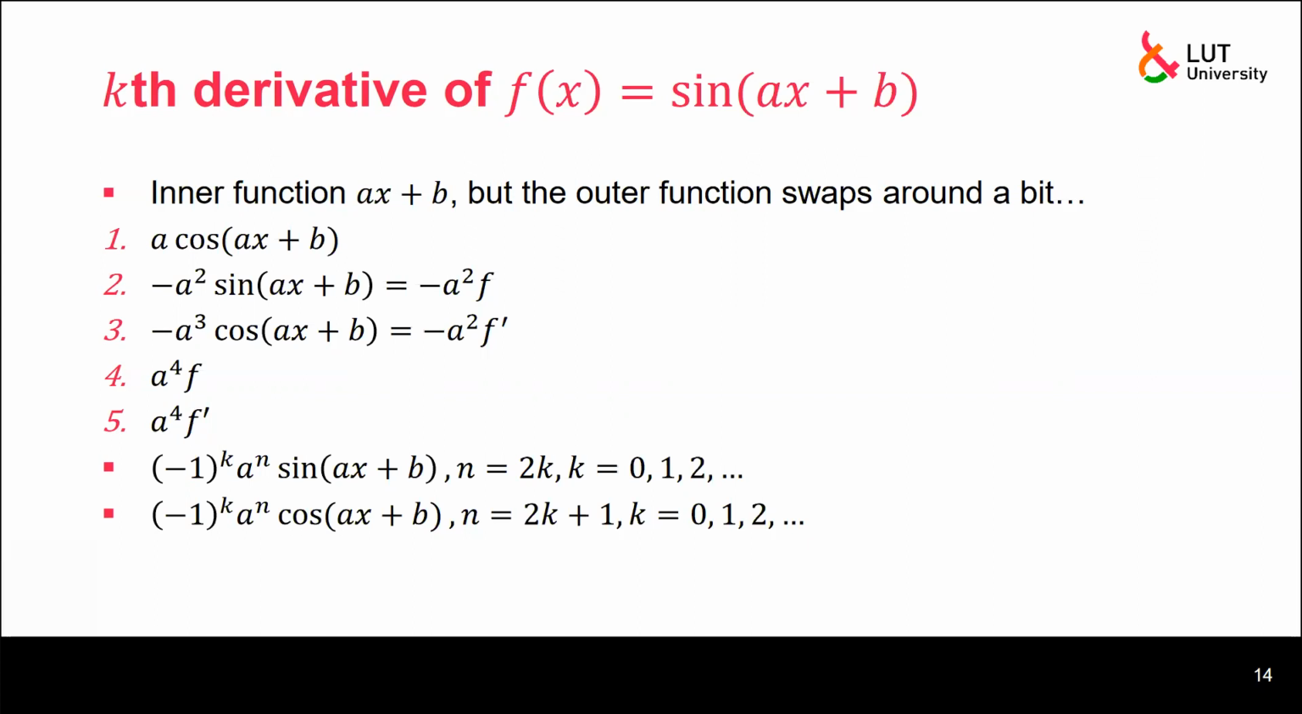Differentiate again, we get minus a squared times a times cosine(ax + b). So we get minus a squared and the derivative of the original function, the original derivative. Then when we go on, it goes a to the power 4 times the original function, differentiate again, a to the power 4 times the differential.